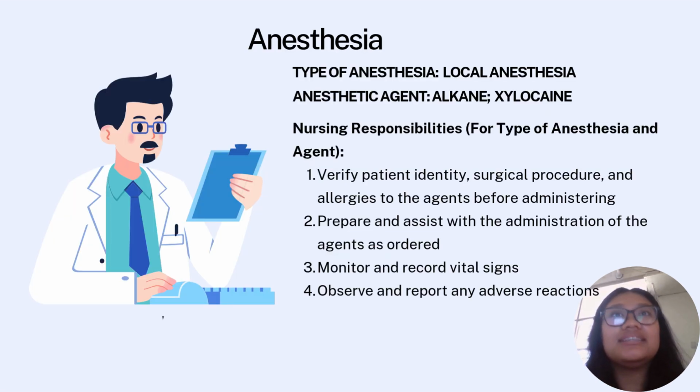For anesthesia, the type of anesthesia used was the local anesthesia, and the anesthetic agents were alcaine and cyclocaine. For nursing responsibilities in administering the anesthesia, first is verify the patient identity, of course, then the surgical procedure, and if the patient has allergies to any agents that we will be using for the surgery. Second is prepare and assist with the administration of the agents as ordered. Third is monitor and record vital signs. And then fourth is observe and report any adverse reactions.